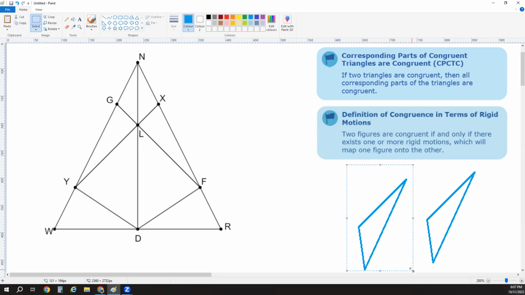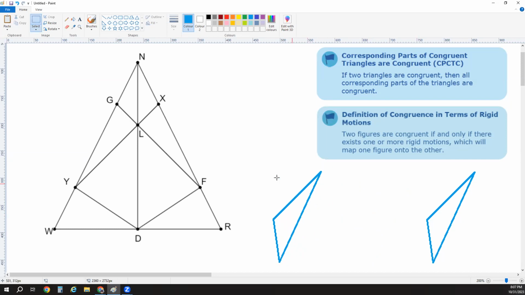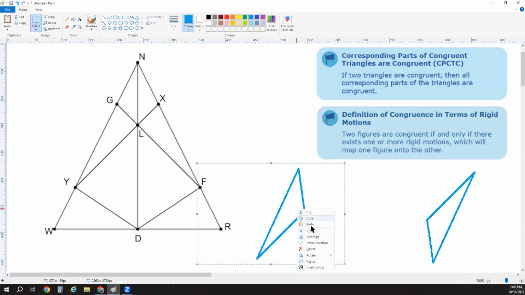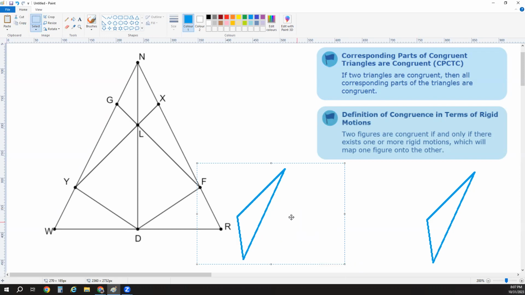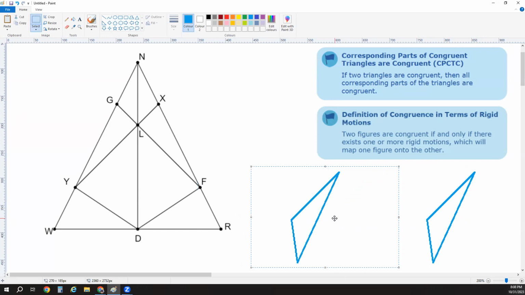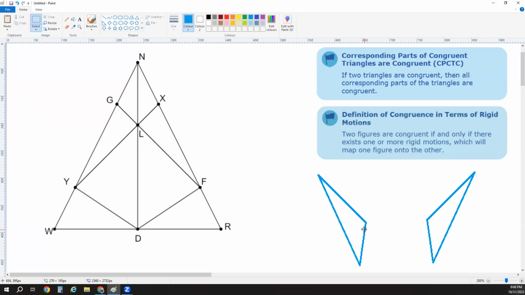So this is saying if I have one figure, and I can do a translation, that's a rigid motion, right? Or I can rotate it, say 180 degrees, and then translate it. Or if I had to reflect it, that's a flipping horizontally, and then rotate it.